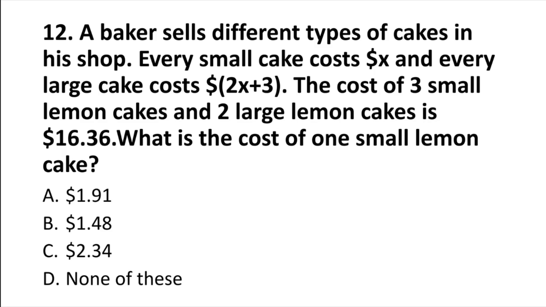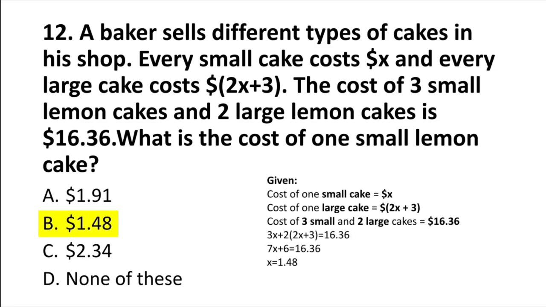MCQ number 12. A baker sells different types of cakes in his shop. Every small cake costs $x and every large cake costs $2x plus 3. The cost of 3 small lemon cakes and 2 large lemon cakes is 16.36. What is the total cost of 1 small lemon cake? Options are given. See the solution.